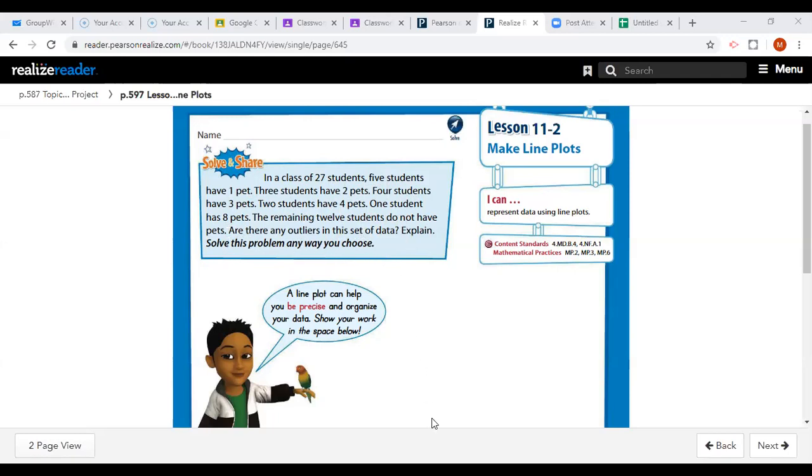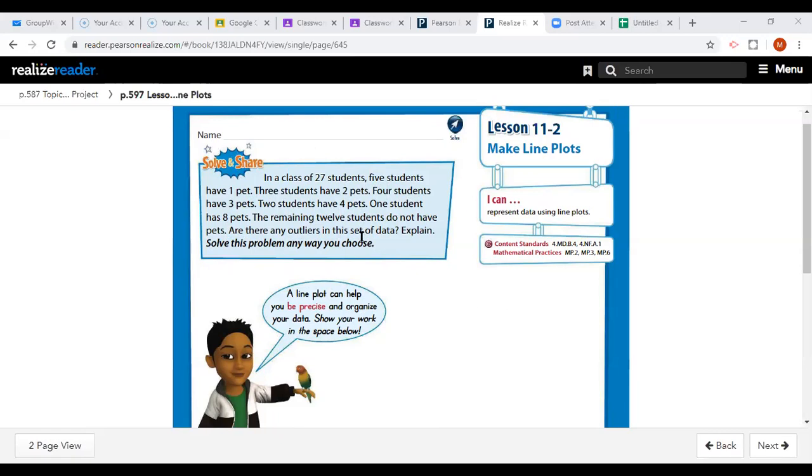So remember that vocabulary word we had last week also, outlier, and that means that out in left field, they're out of the picture, they're kind of on their own, not close to any other data. And you might be able to pick that out right away without drawing a line plot, but we're going to draw a line plot anyway because that's what our lesson is today.